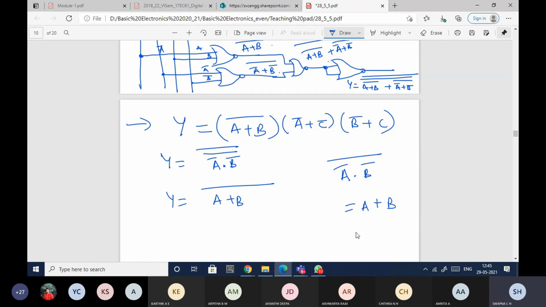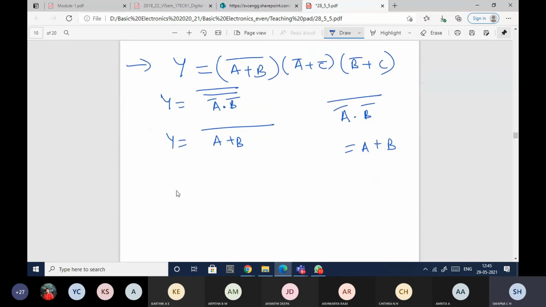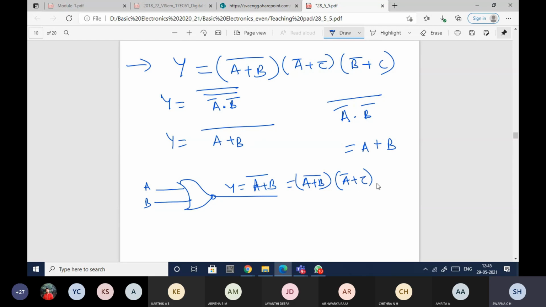So A plus B whole bar, you have plus in between and the complement is also there. So I'll be able to implement this using NOR gate. Here A, B, give it to one NOR gate so that you will have y equal to A plus B whole bar, which is nothing but A plus B whole bar into A bar plus C bar into B bar plus C. Hope this is clear to all of you.